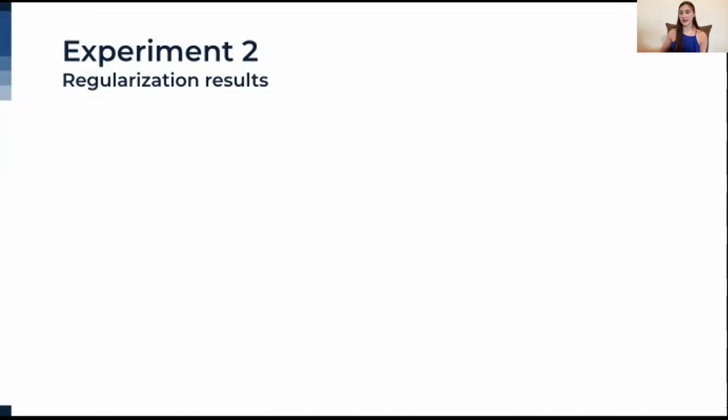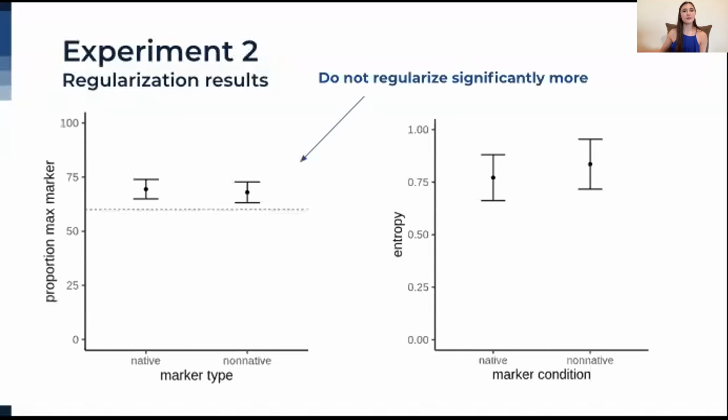Remember here, our prediction is that participants in the non-native condition should regularize significantly more because they'll be more likely to attribute the variation in the input to speaker mistakes, so using the wrong plural marker in the wrong contexts. If we look at the proportion of production trials where participants use the maximum marker, we can see that there's no difference in the two conditions. They use their max markers exactly the same amount. If we look at the entropy of their responses, which remember can capture making the language more regular beyond just use of a single form, we can also see there's no difference between conditions. Thus, there's no change in regularization behavior when learning from non-native compared to native speakers.